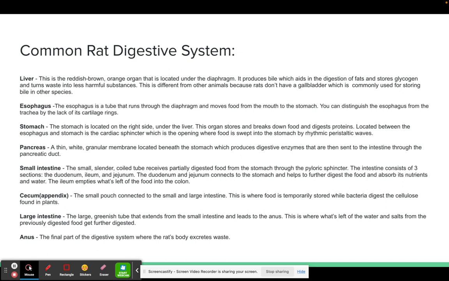The appendix is this small pouch that's connected to the small and large intestine. And this is where food is temporarily stored while bacteria help to digest the cellulose that is found in any plants that the rat may have eaten.